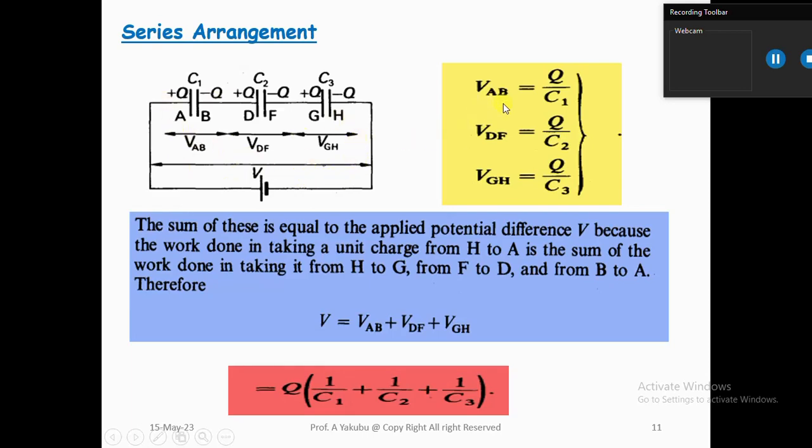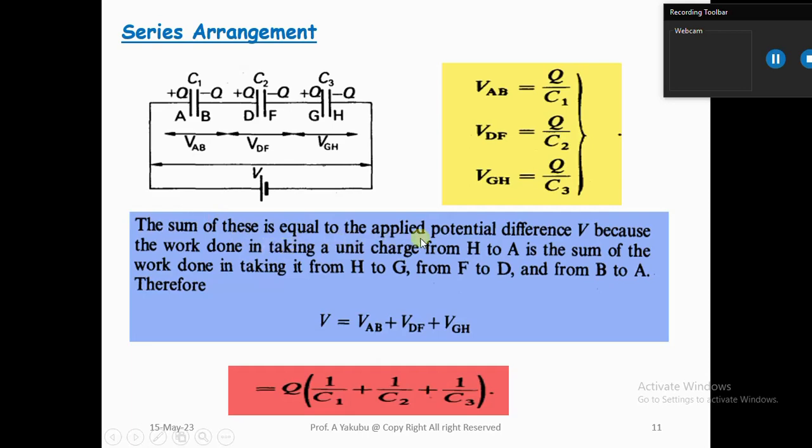So for VAB, the potential difference is charge divided by capacitance C1. For VDF, which is this, the potential difference is charge divided by C2, because the charges are, look at the charges, just between plus Q, plus Q, plus Q. And then VGH is the charge divided by C3.